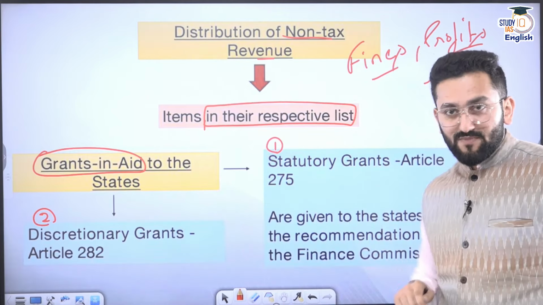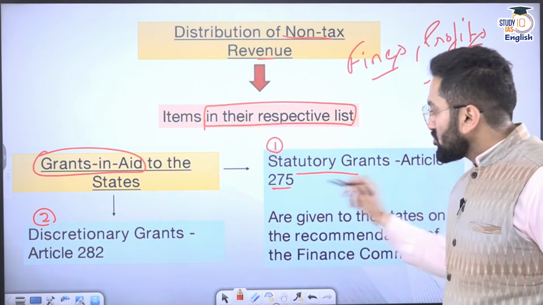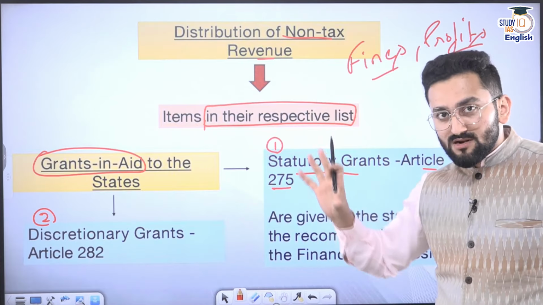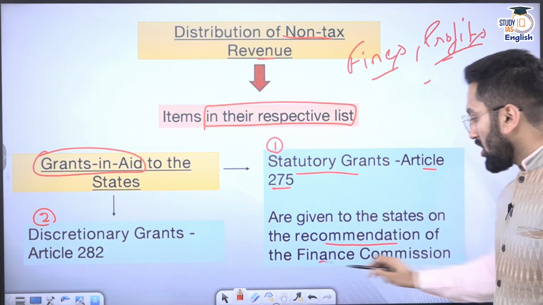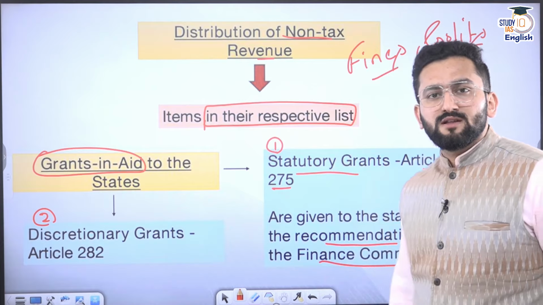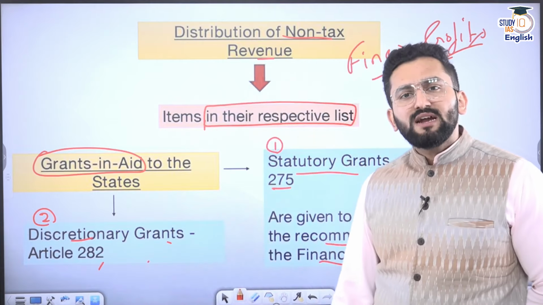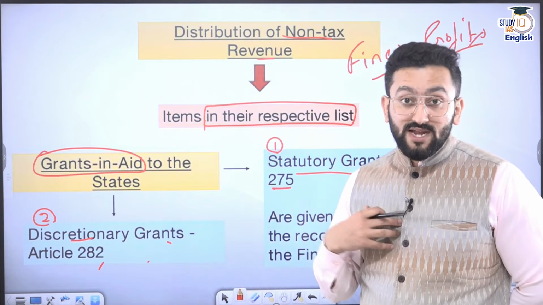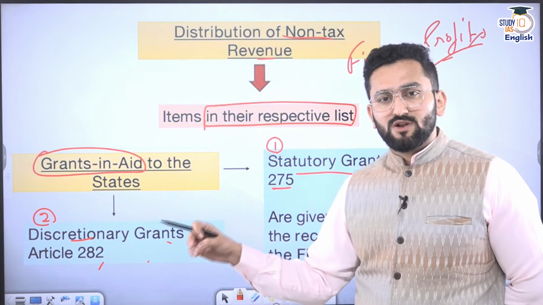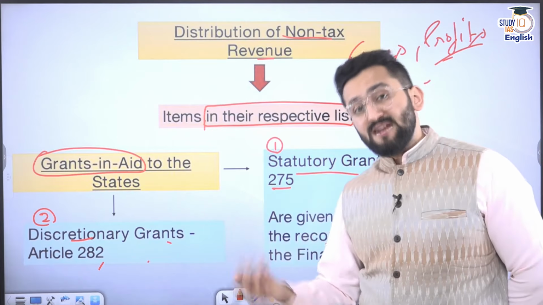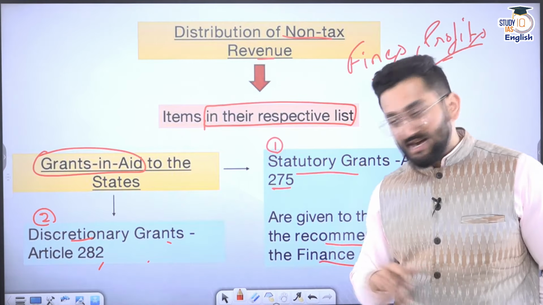So there are two kinds of grants. One are statutory grants. The word statutory itself represents law, act, right? So Article 275 says that there are certain grants which need to be given by center to the state. It means are given to the states on recommendation of Finance Commission. It means you have to do this. There's no way out, right? But when it comes to discretionary grant, as the word discretion says, Article 282, it says it is discretion of center. If center thinks, yeah, this particular state is having these financial crises, this particular state need to spend more on education, health, or other areas of development. So there, center can actually give it from its own side. It is not on the basis of Finance Commission's recommendation, right? So there's a difference between the two.